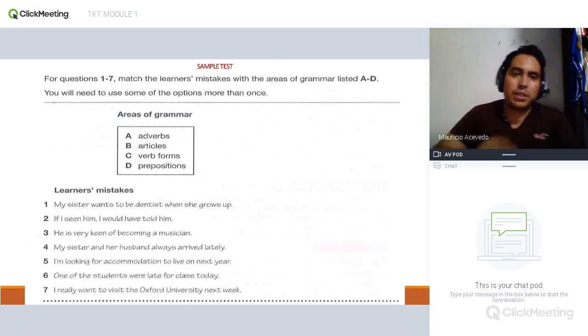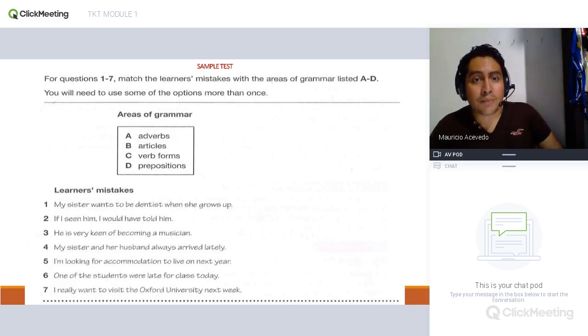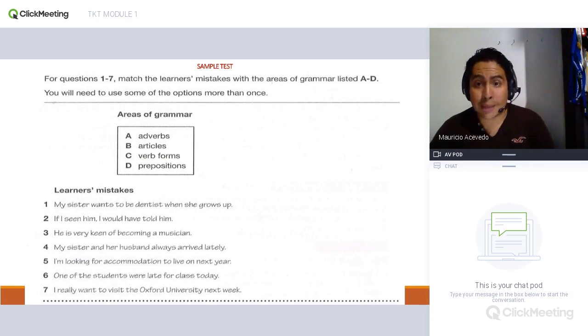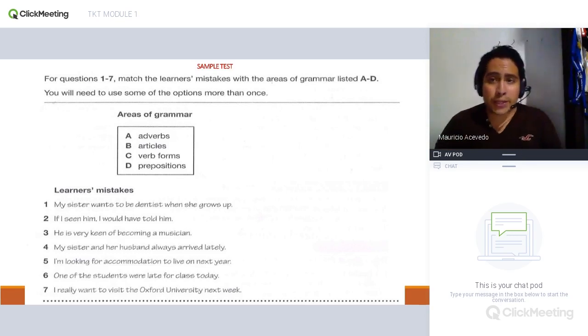Okay, and now let's go with the most important part, that is the sample test. For questions from 1 to 7, match the learner's mistakes with the areas of grammar listed from A to D. You will need to use some of the options more than once. We have here the areas of grammar: adverbs, articles, verb forms, and prepositions. And we have here the learner's mistakes. You need to match them with the correct mistake. I'm going to give you 10 minutes to do it, teachers. Go ahead, and then we will check. Remember, if you finish earlier, you can advance the video so that you don't waste that much time.